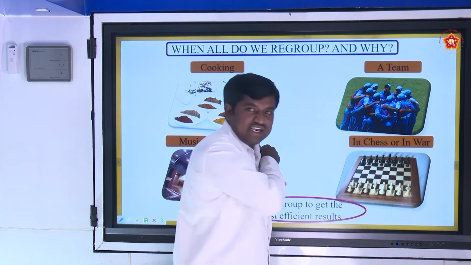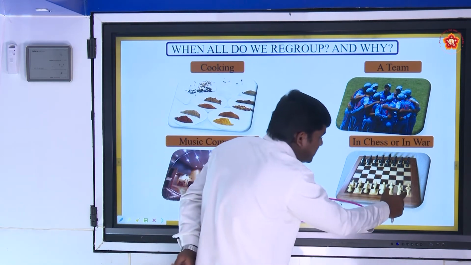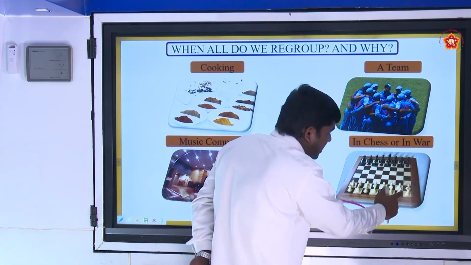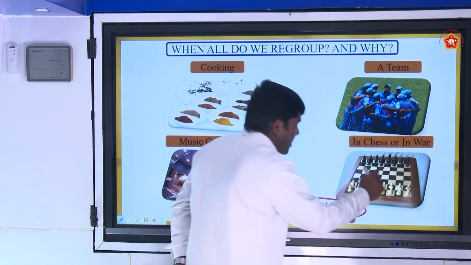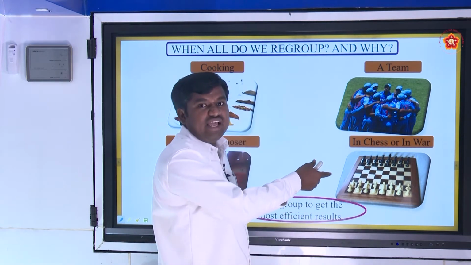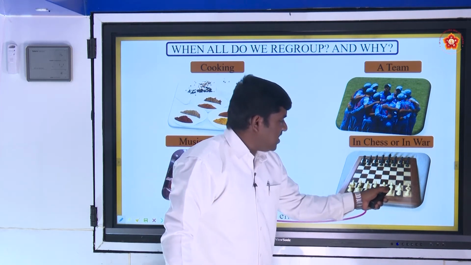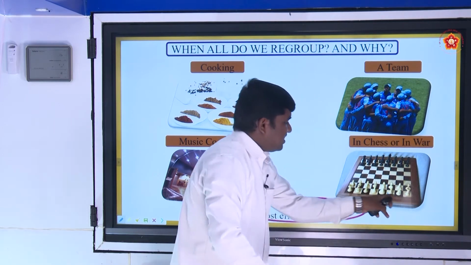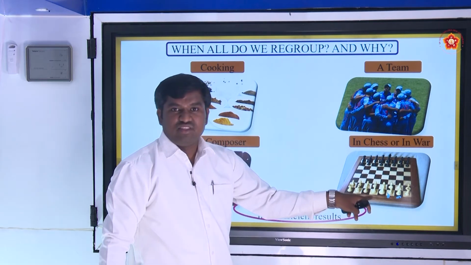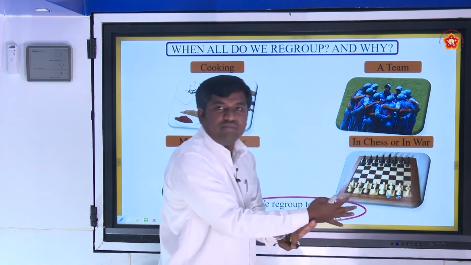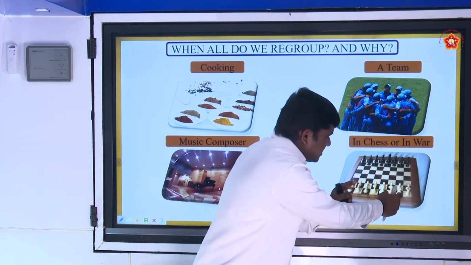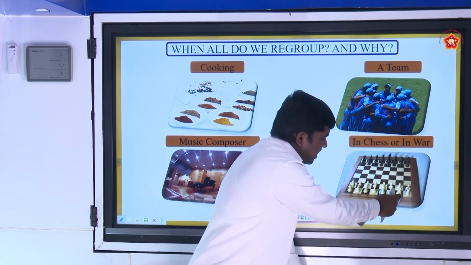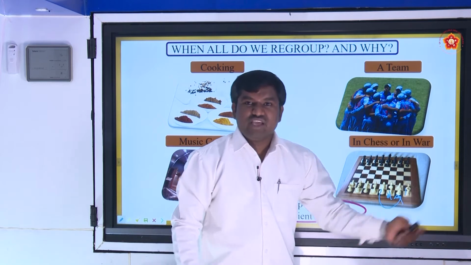Suppose the king is under threat, and there are no pieces between the king and the elephant. What does he do? Simply, he does castling. Castling means if there are no pieces between the king and the elephant, he can place the elephant in this position and the king in this position. This is castling. Castling means just regrouping. The elephant is kept here and the king goes here. This is regrouping in chess.